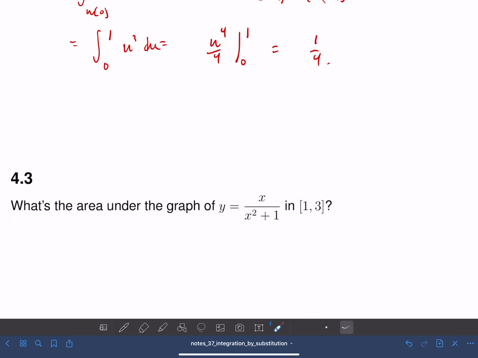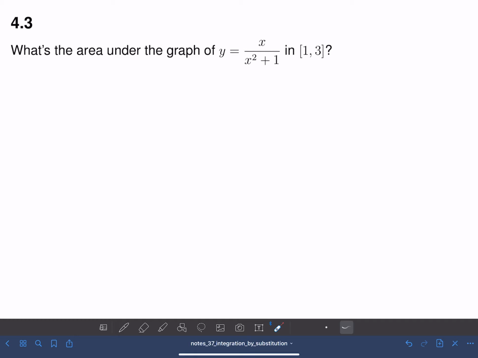One more problem. What's the area under the graph of some function in this thing? I would encourage you to take a look at this problem and the previous one in the book. They have some pretty nice graphs that I think help explain some things. I'm not going to replicate them here.